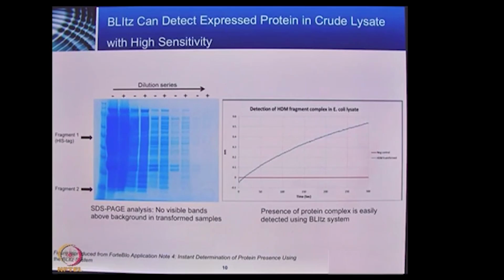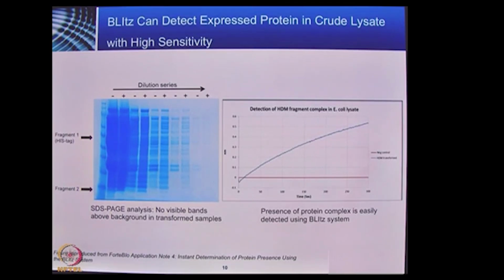From this gel, we can see that we cannot tell whether the 2 proteins are expressed in the E. coli or not, because there is a very high background on the SDS-PAGE gel. So how can we do that? The researchers in this particular study used the BLITZ platform to analyze the expression of the molecules in the E. coli.